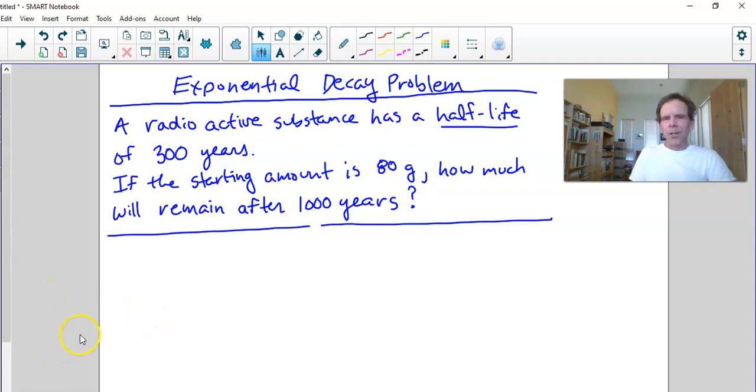All right, we are going to do an exponential decay problem. In this problem, we have a radioactive substance that has a half-life of 300 years. If the starting amount is 80 grams, how much will remain after 1,000 years?